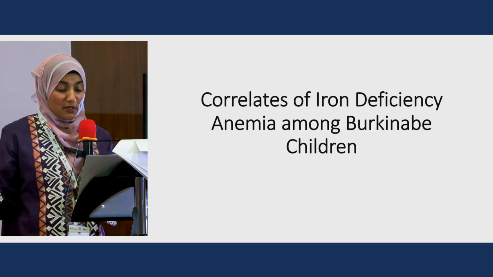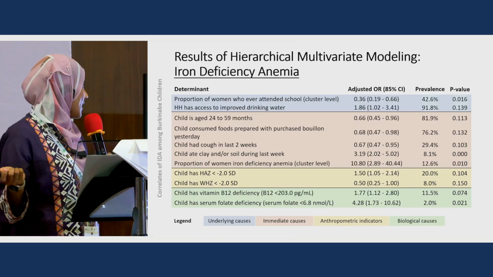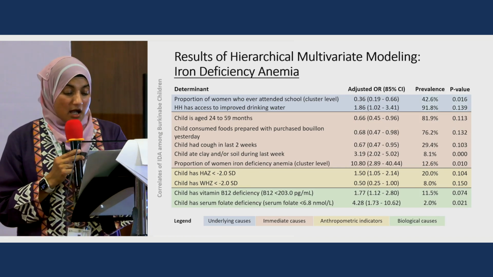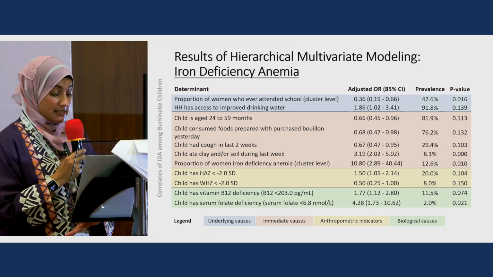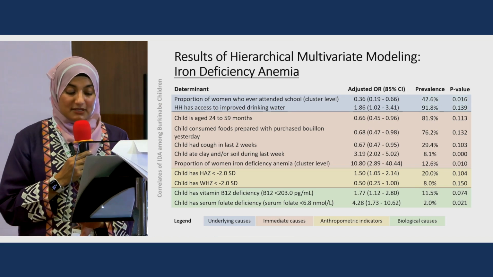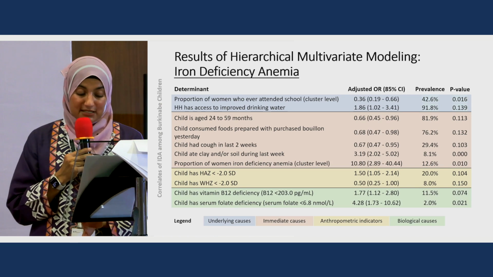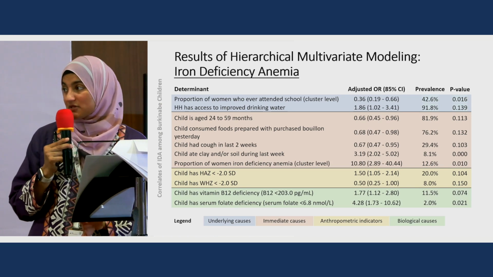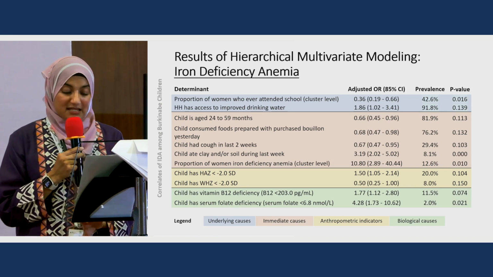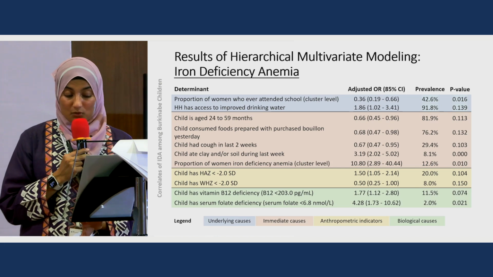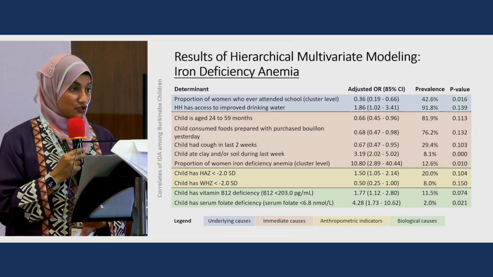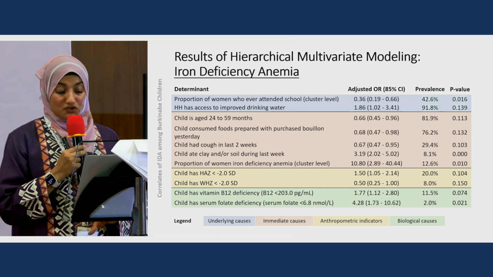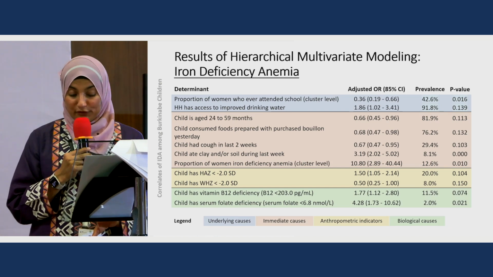Finally, among children, we also looked at the correlates of iron deficiency anemia. And from the hierarchical multivariate model that you see presented on this slide, we found that similar to anemia, women's education or maternal education was protective against IDA, but having access to improved drinking water was not. Similar to iron deficiency, older age was also protective against iron deficiency anemia, as was consumption of bouillon.